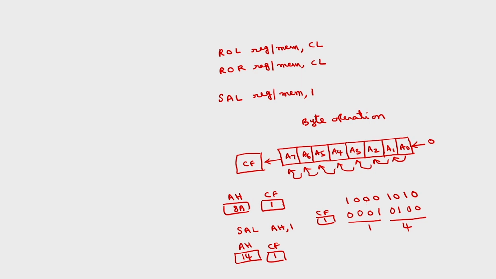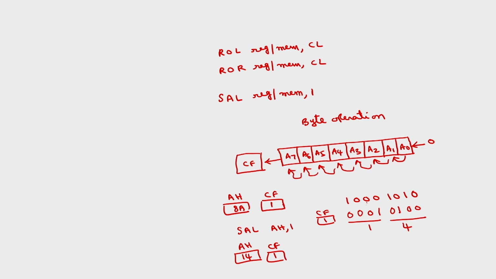In the rotate left operation, the contents of A7 will move to the carry flag, and then the carry flag to the LSB, or A7 contents to A0. Whereas here, so many zeros will be added at the A0 position.